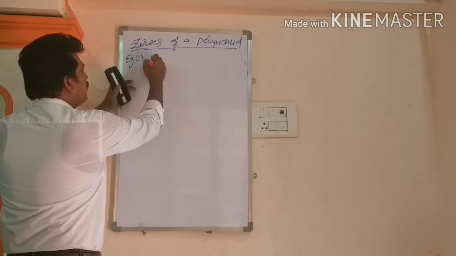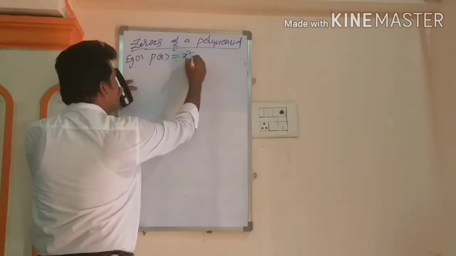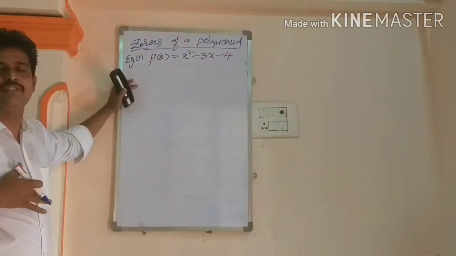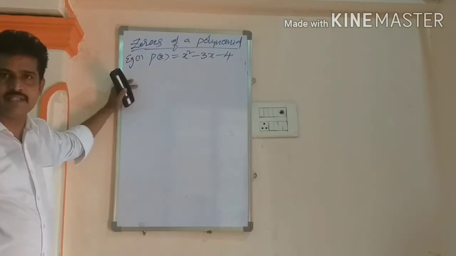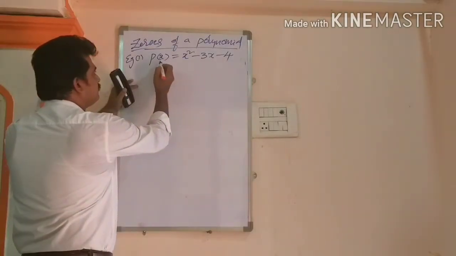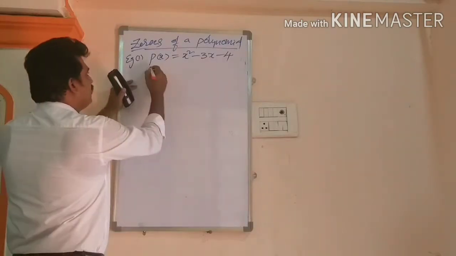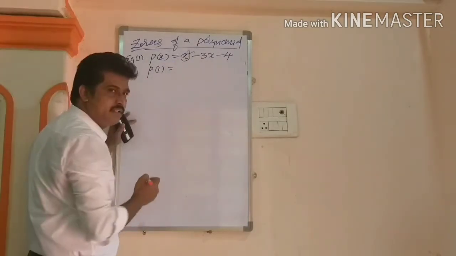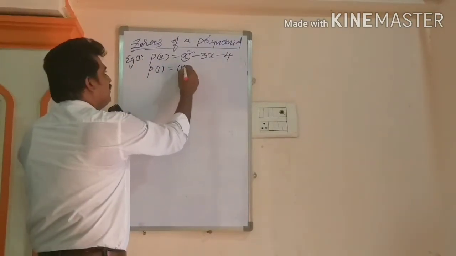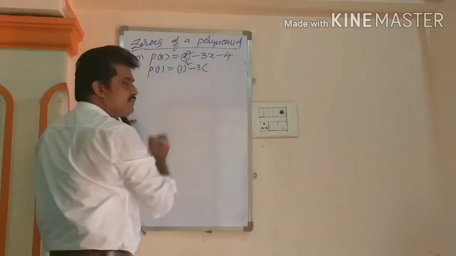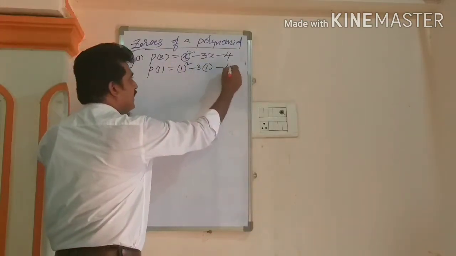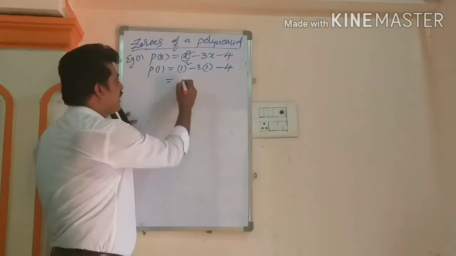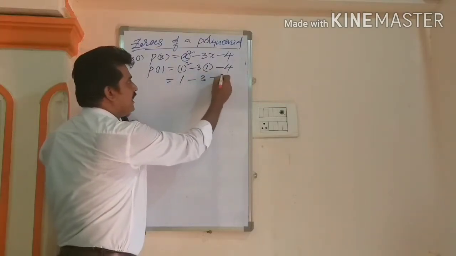Example: p of x is equal to x square minus 3x minus 4. Like that I gave an example. Now, let me find out some values. P of 1. P of 1 means in place of x, replace with 1. 1 square, 3 into, again x value, 1, minus 4. Minus 4 is common. So, 1 square means 1 into 1. 1 ones are 1. 3 ones are 3. Minus 4.